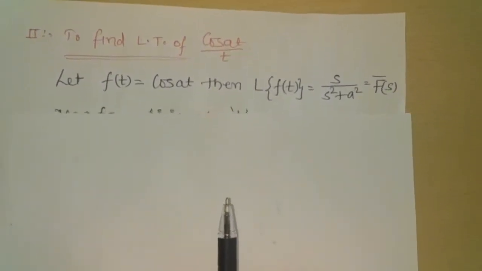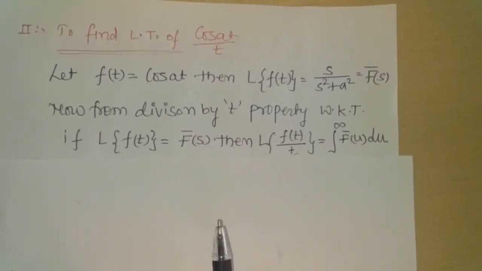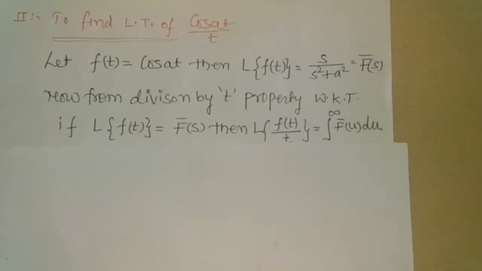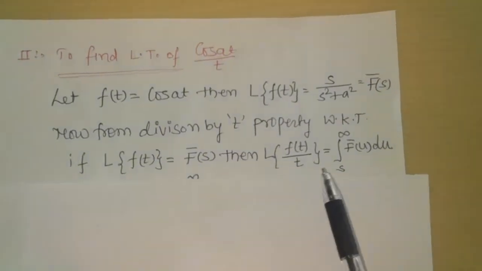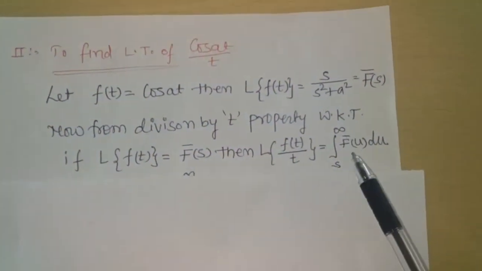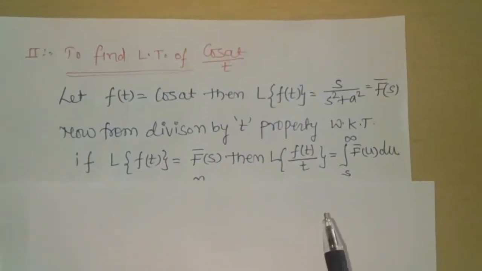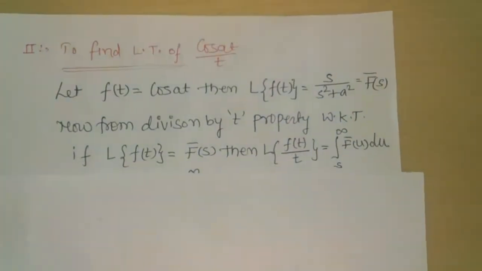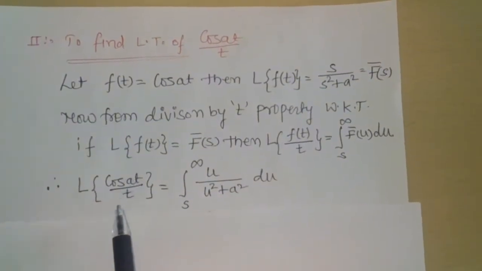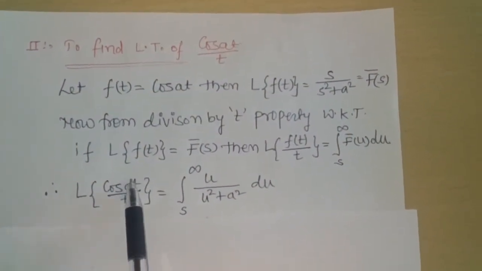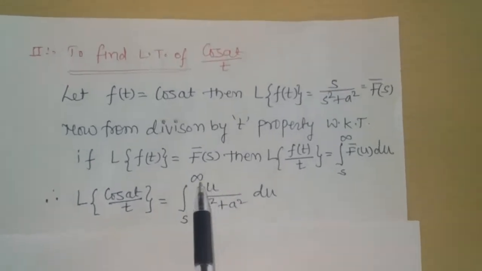Now from the division by t property we know that if the Laplace transform of f(t) is f bar(s), then the Laplace transform of f(t) by t is the definite integral from s to infinity of f bar(u) du, where f bar is the Laplace transform of f(t). So using the division property we get the Laplace transform of cos at by t. f(t) is cos at, so f(t) by t is the definite integral from s to infinity of f bar(u).